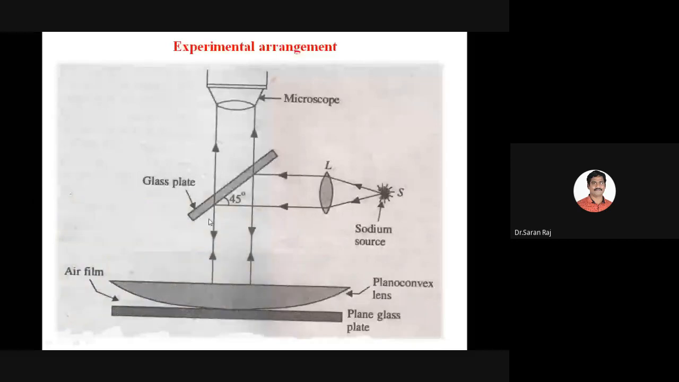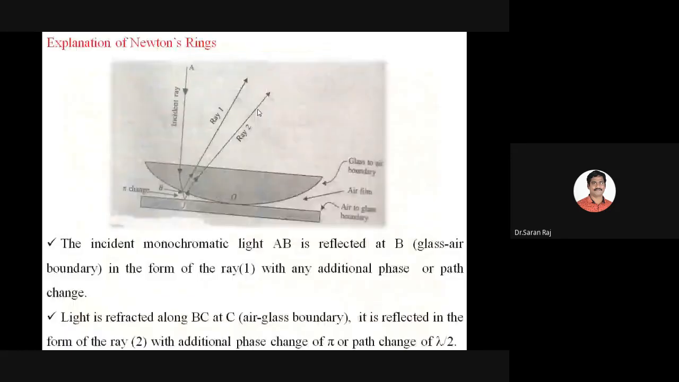So this is the upper surface of the microscope. After that, these reflected rays will be focused into this microscope. Through this microscope, you can see the Newton's ring pattern. So this is the experimental arrangement.